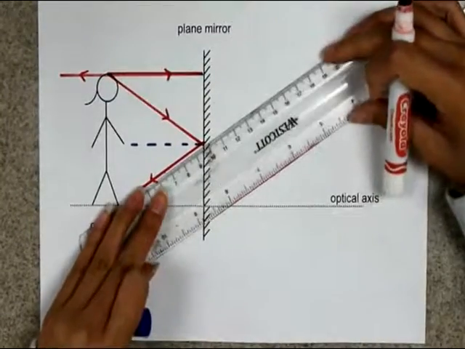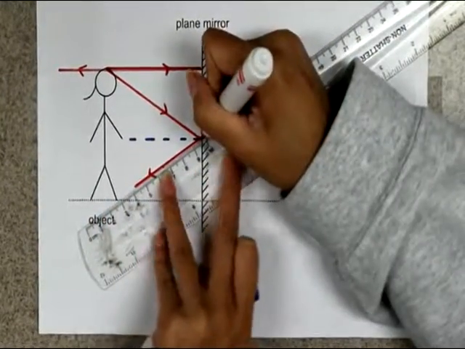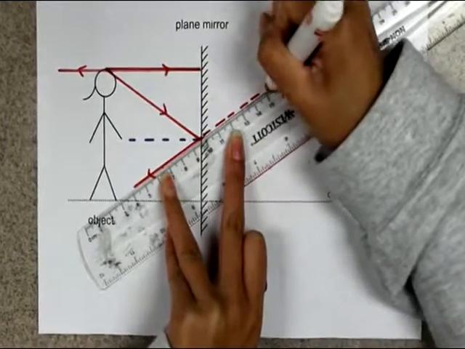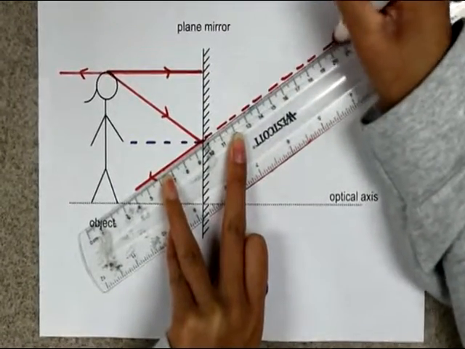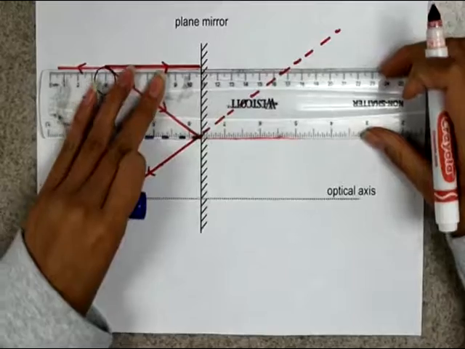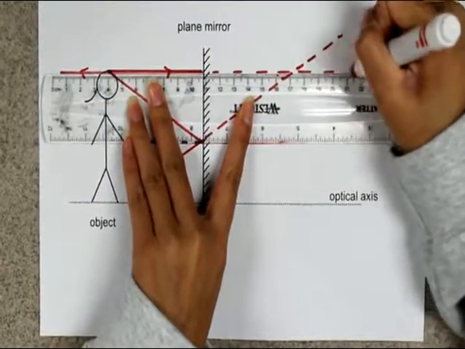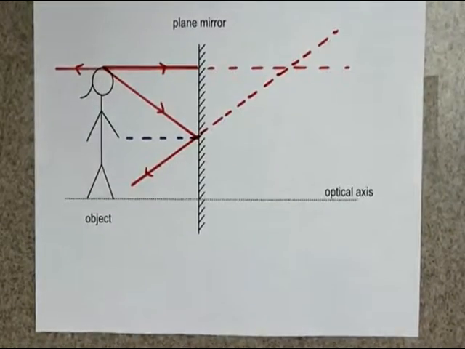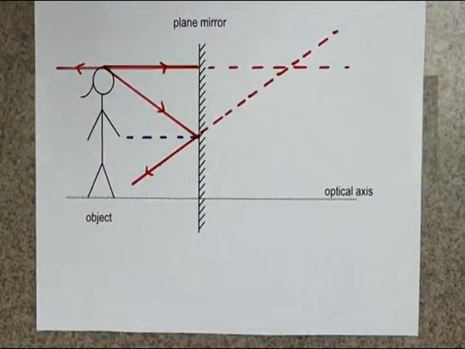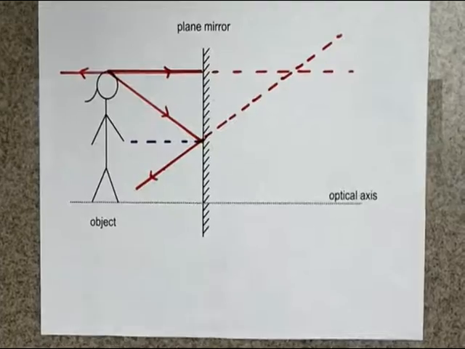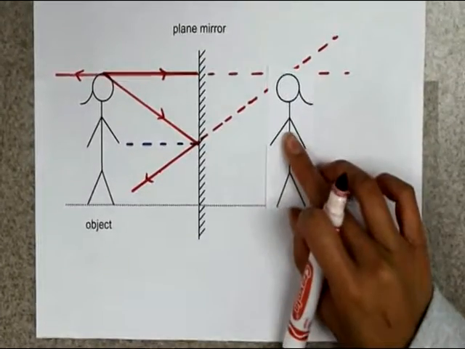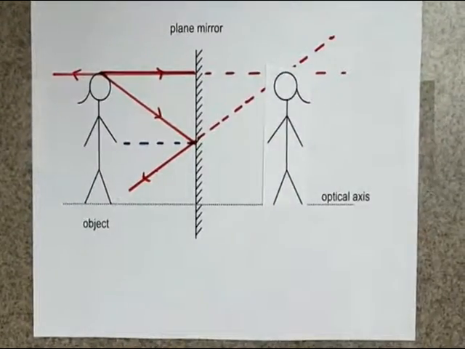Real images occur where light rays converge. Because these light rays don't converge, we locate the virtual image by tracing the extensions back behind the mirror. In a plane mirror, the image is always the same height as the object, and the distance of the image is always going to be equal to the distance of the object.